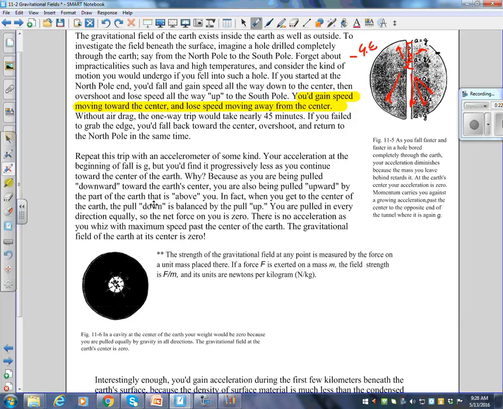In fact, when you get to the center of the Earth, the pull down is balanced by the pull up. You are pulled in every direction equally, so the net force on you is 0. There is no acceleration as you whiz with maximum speed past the center of the Earth. The gravitational field of the Earth at its center is 0. Sounds like something from a James Bond movie.